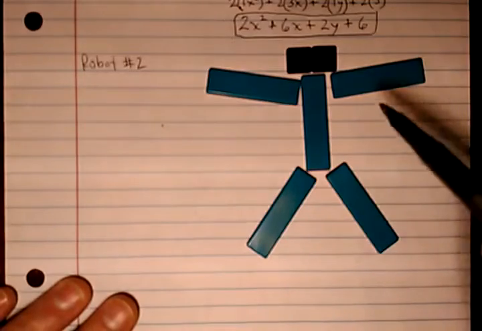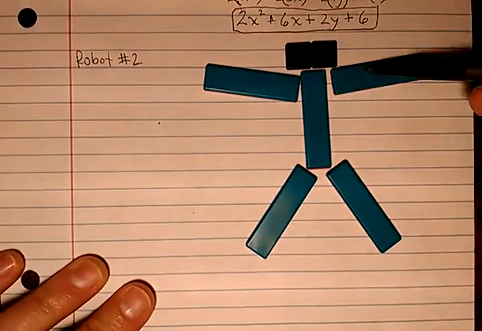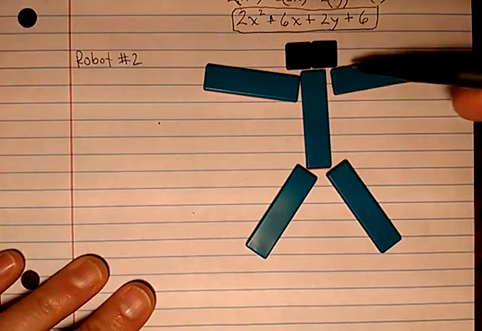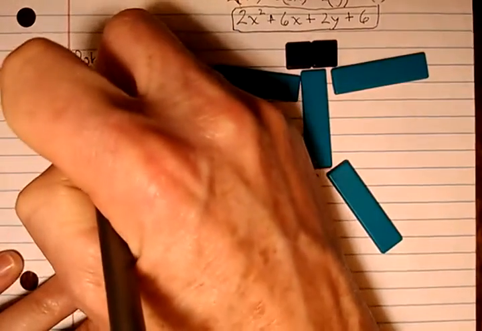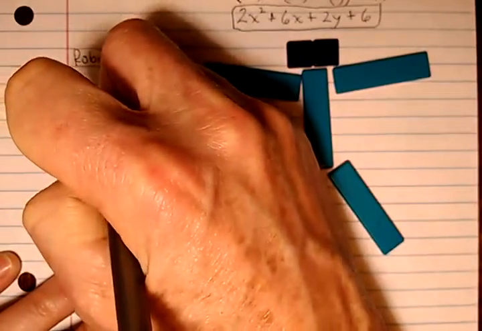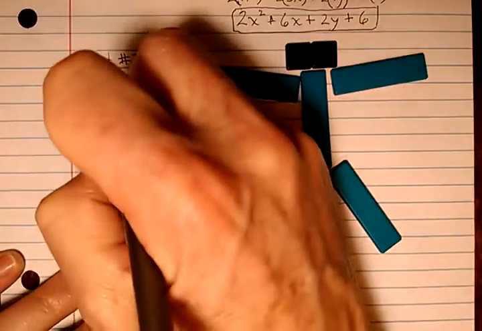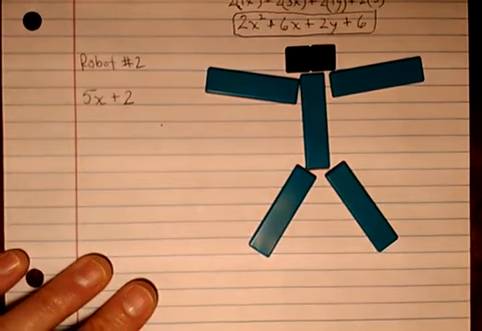What does it take to make this robot? So first, for this robot we need 1, 2, 3, 4, 5 X tiles. Each one of these is called X, and there's 5 of them. So this is 5X. And then for the eyes, there's 2 of the 1, so it's plus 2. So that's a simple expression for this robot: 5x plus 2.